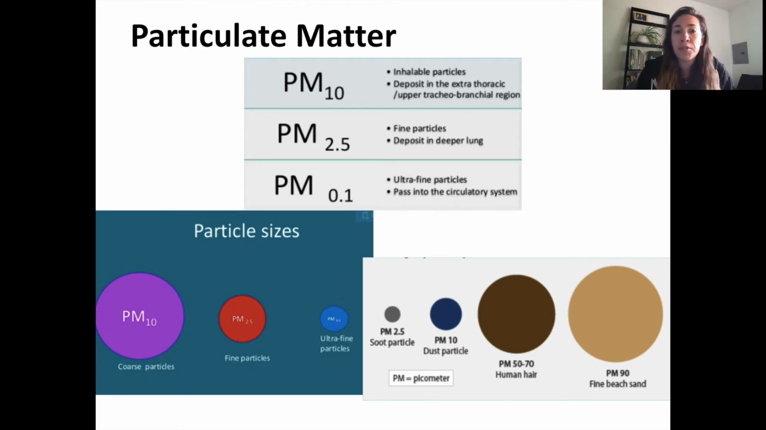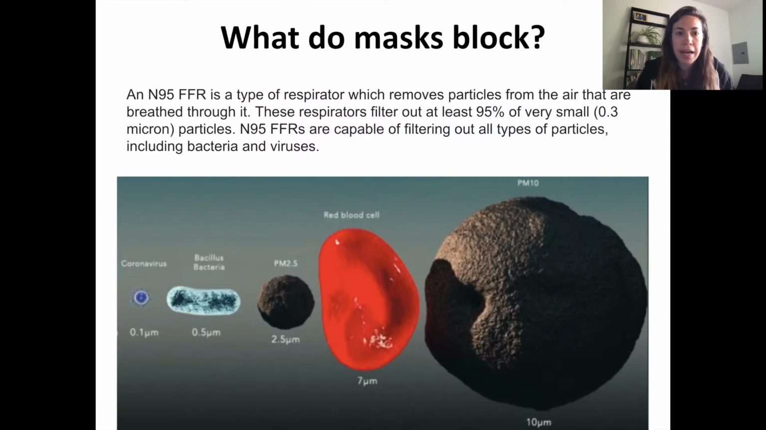But if you have a PM 2.5 or even a PM of 1, these are going to pass deep into the lung, settle in the alveoli of the lung, or even cross the cells into the circulatory system and get into our bodies. And this is certainly problematic, which is why we wear masks. Masks are going to be able to block some of these particulates.